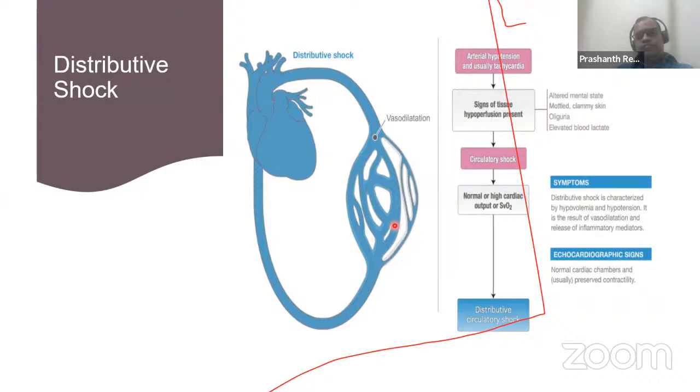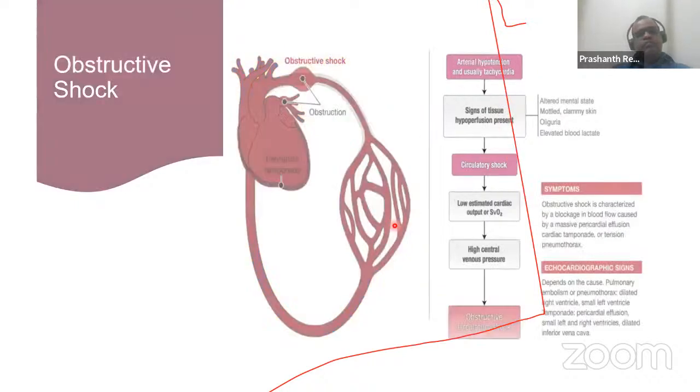The preferred agent would be norepinephrine, or if you are requiring larger doses of norepinephrine, you can add vasopressin and epinephrine also. Obstructive shock is usually due to pericardial tamponade, pulmonary embolism, or tension pneumothorax, which require treatment of the cause. None of these agents are going to help in an obstructive shock.